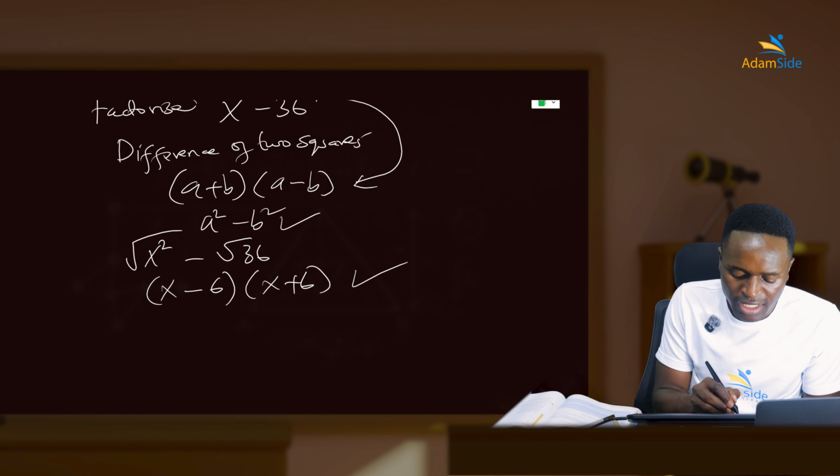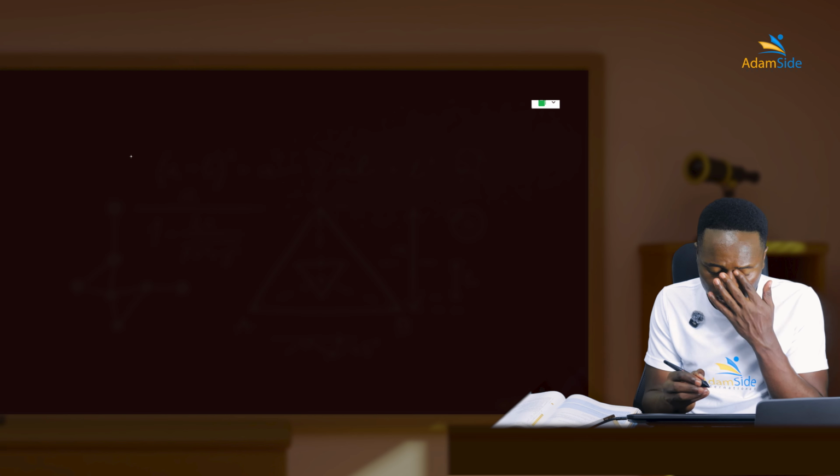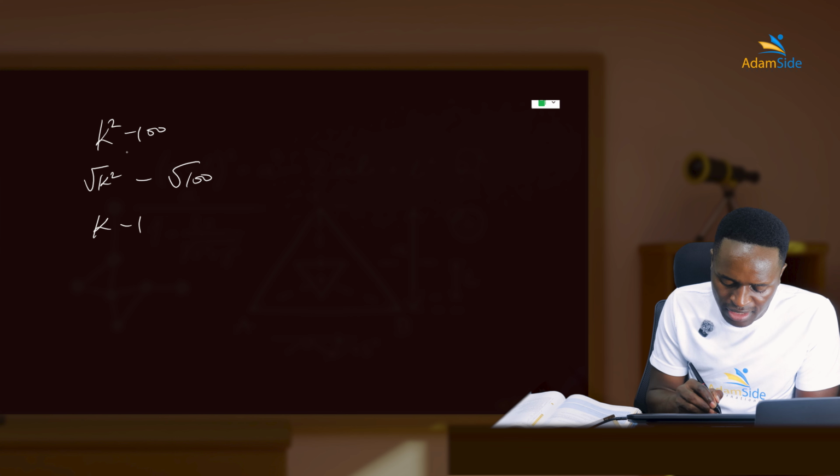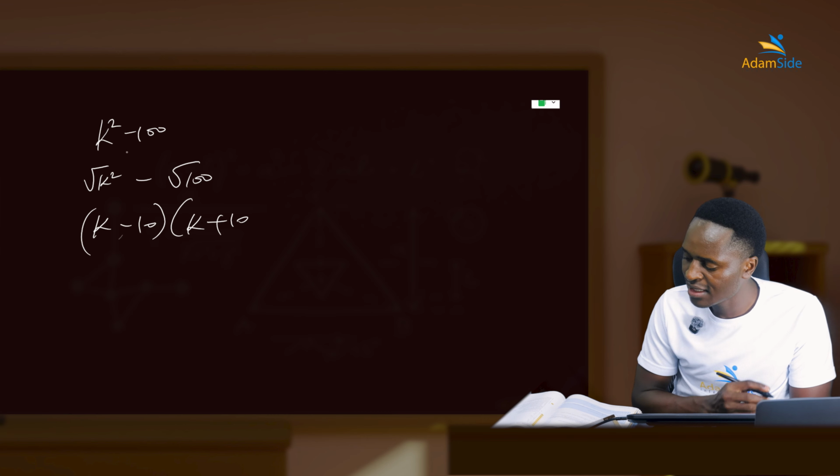So if you have k squared minus 100, it's simple. Just find the square root of each. So square root of k squared minus the square root of 100. K, and then this is minus 10. So this will be k minus 10, and the other one will be k plus 10. And you get it like that.